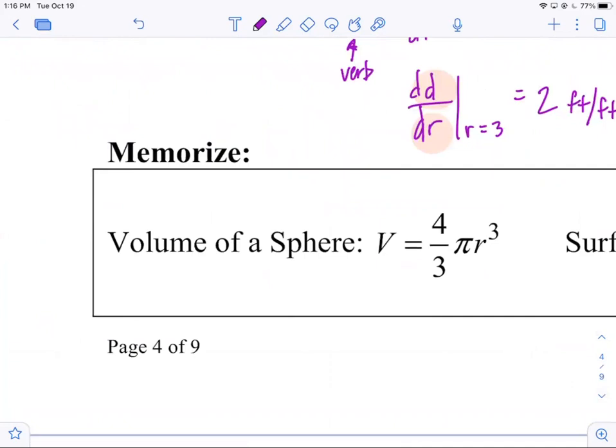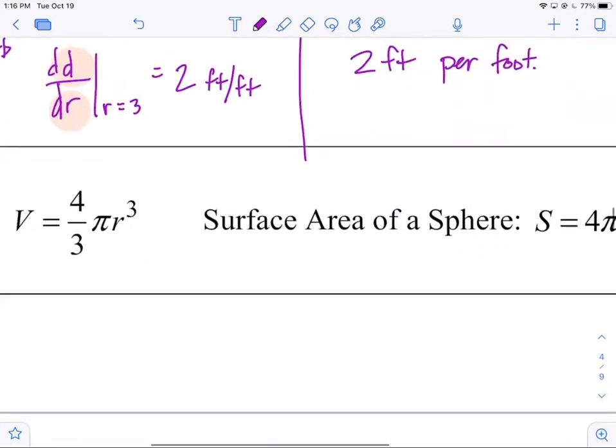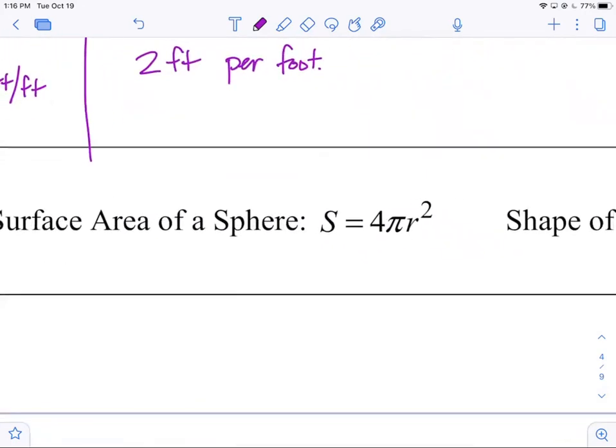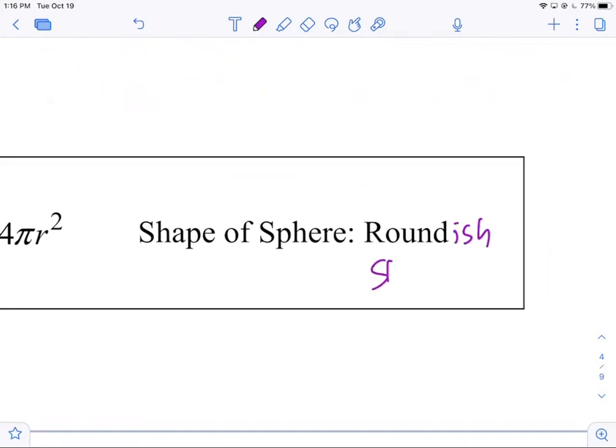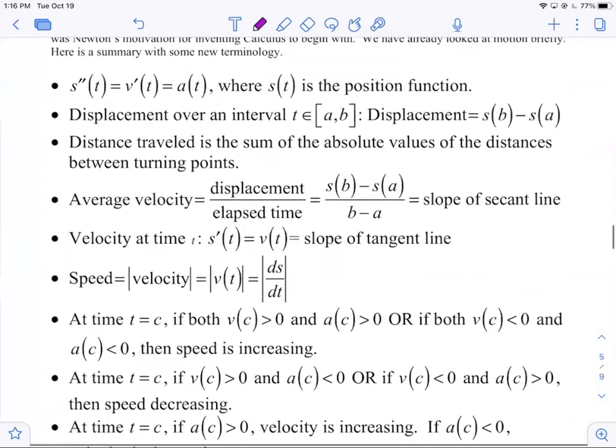All right, so here we go. It's in a box. We should memorize it. The volume of the sphere, 4/3 pi r cubed. 4/3 pi r cubed. Memorize it. Surface area of a sphere, S or A. I called it A. You can call it S for surface area. 4 pi r squared. It's the derivative with respect to r. Memorize it. Know it. And then the shape of the sphere, round, roundish, spherical, right? Spherical, right? Define a word with a dog. Got it? All right. Moving on now.